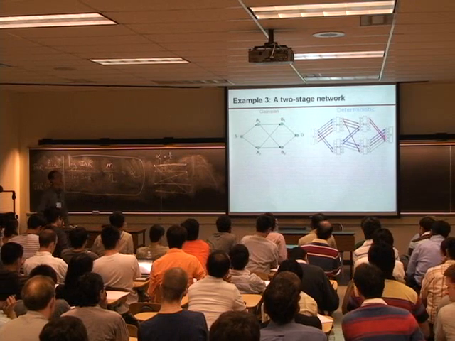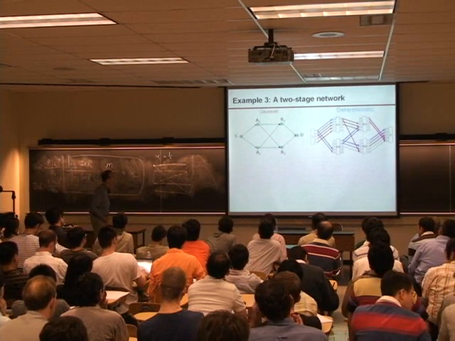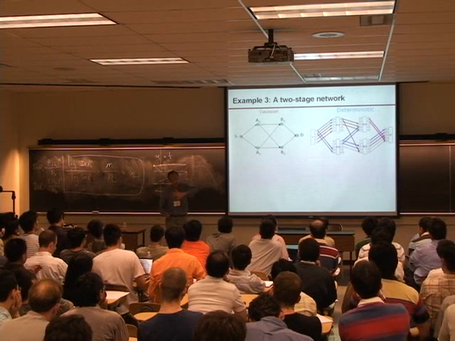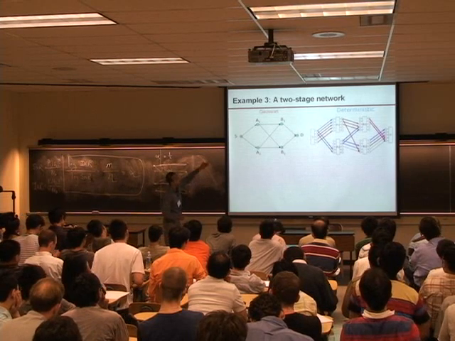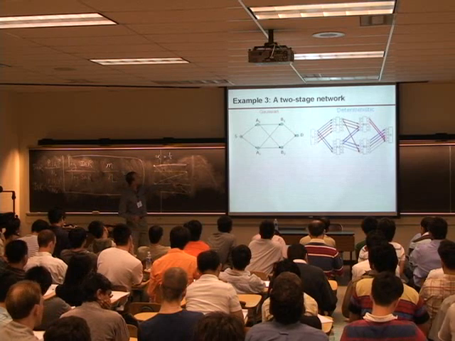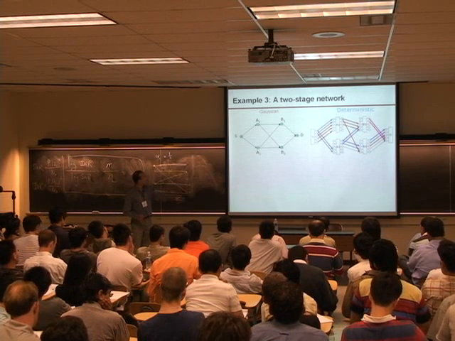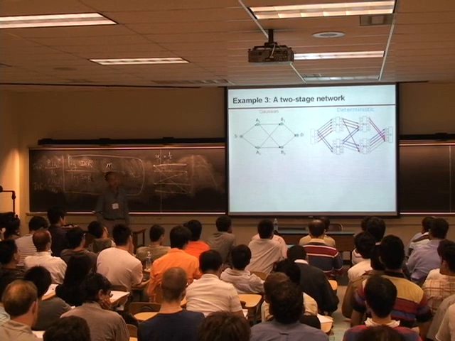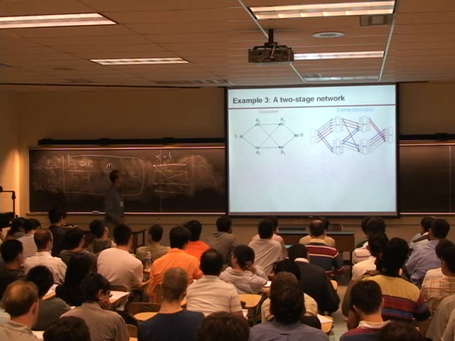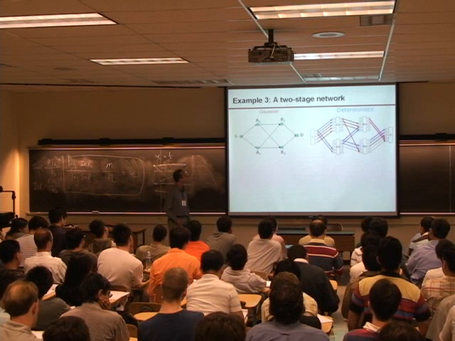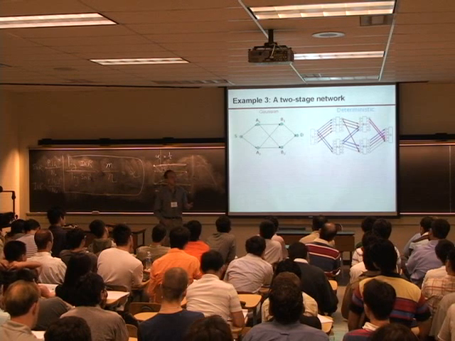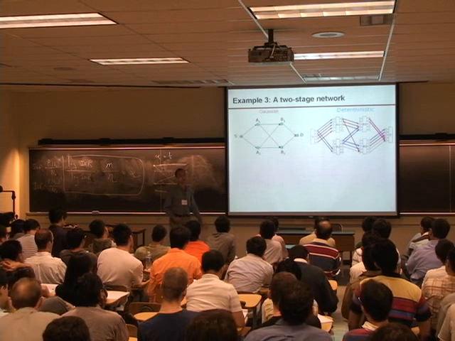Now, this example is more complicated. It has 6 nodes, 2 layers, 2 stages of relays. And I can build, again, a deterministic channel. Now, let's look at this situation and ask ourselves, is decode and forward optimal? Is partial decode forward optimal to achieve this deterministic capacity?